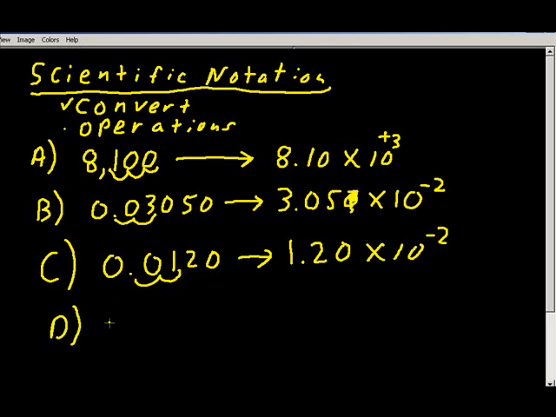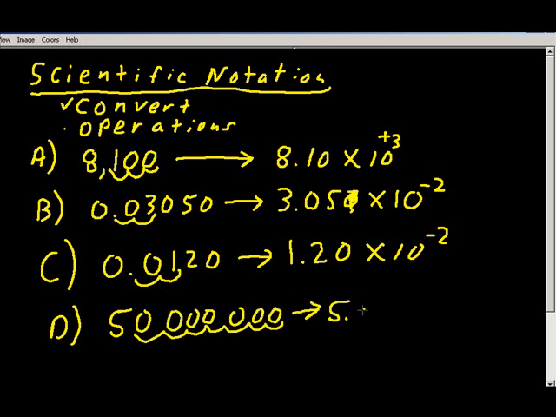Example D. We have 50 million. Big number. Difficult to work with. So we're going to move it 1, 2, 3, 4, 5, 6, 7. We'll go 5.00 times 10. Notice we took a big number, made it a small number, but we're going to have to therefore compensate by raising it to a 10 to the plus 1, 2, 3, 4, 5, 6, 7.